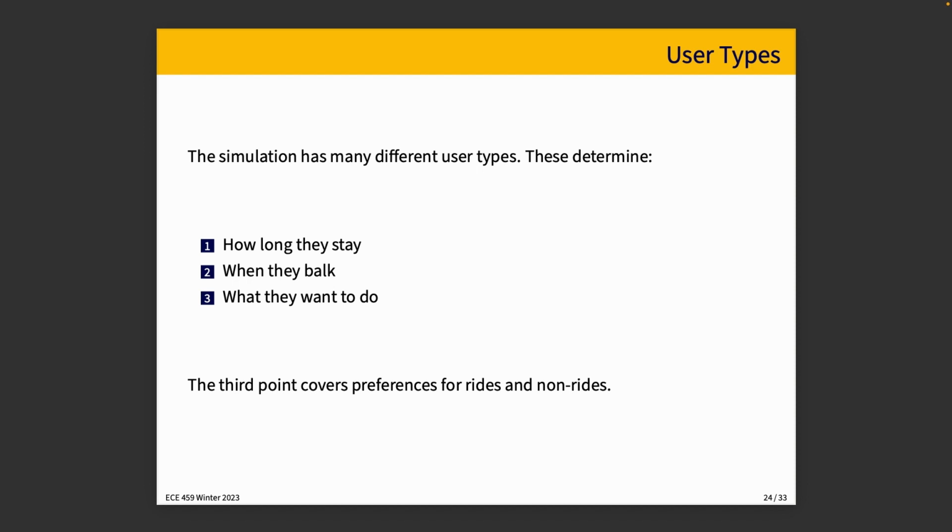And that covers their preferences for rides and what rides they want to go on, in terms of what priority sequence. But it also says, do they want to do other things in the park? Do they want to go to the Harry Potter land and have a butter beer? That's not a ride, but it is nevertheless something to do. And so we have different user types that represent this sort of behavior.